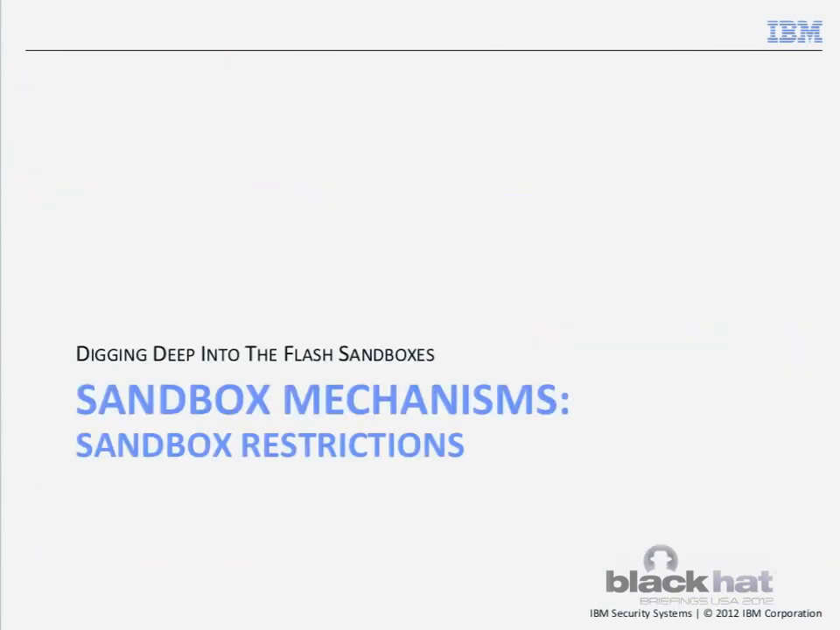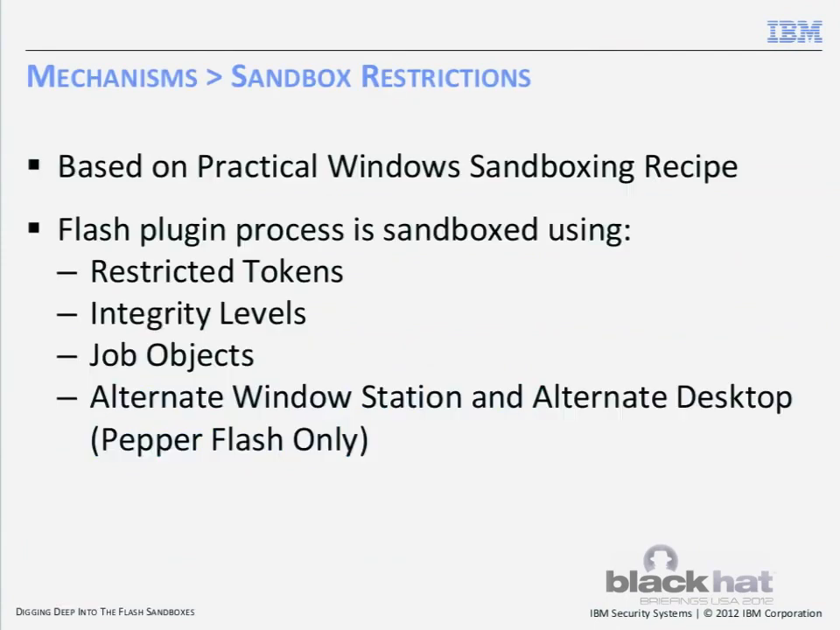We'll now talk about sandbox restrictions. These are the mechanisms used to restrict the capabilities of the sandboxed Flash process. It uses four Windows mechanisms for the restrictions: restricted tokens, integrity levels, job objects, and alternate window station and alternate desktop.